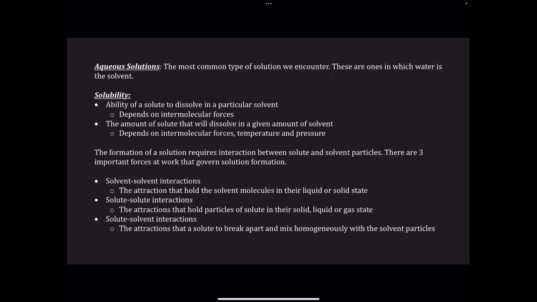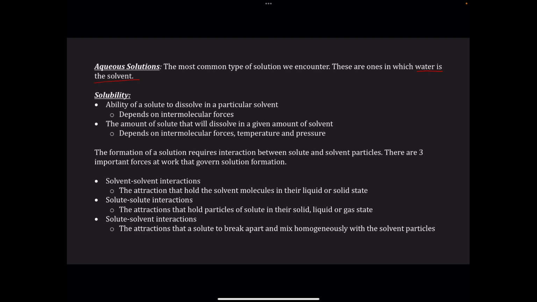Now, we're going to primarily deal with aqueous solutions in this course. They're the most common type of solution we encounter. These are the ones in which water is our solvent. And so again, we're going to primarily deal with aqueous solutions. Now, when we talk about solutions, we talk about solubility. So solubility is going to be the ability of a solute to dissolve in a particular solvent.